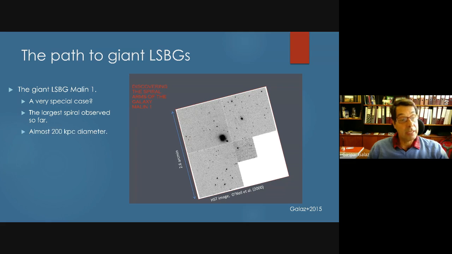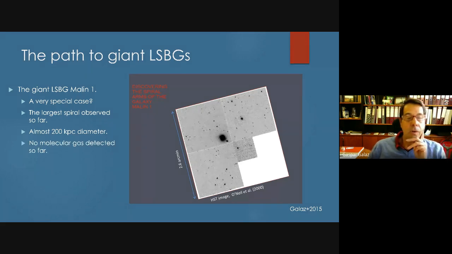By the way, it's also the largest spiral observed so far. So if you choose the largest spiral in the universe, you fall with this galaxy, and it's almost 200 kiloparsec in diameter. That means it's about 7 times larger than the Milky Way. There is no molecular gas detected so far. So one of the reasons why I'm here is that I'm writing a proposal for ALMA for detecting gas in this galaxy. Many attempts fail, but hopefully we'll get it at last.